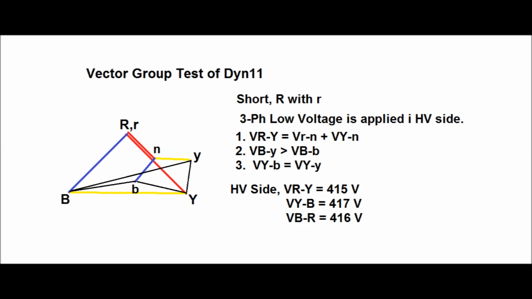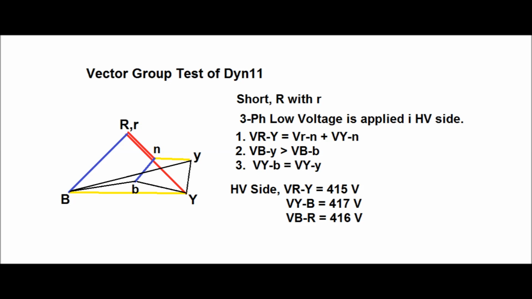VRY, that is the voltage between the red phase and yellow phase of the HV side winding, must be equal to VRN. Small r, small y, small b represent the LV side winding red phase, yellow phase and blue phase respectively, and capital R, capital Y, capital B represent the HV side winding red, yellow and blue phase respectively, and N is the neutral of the LV side winding.